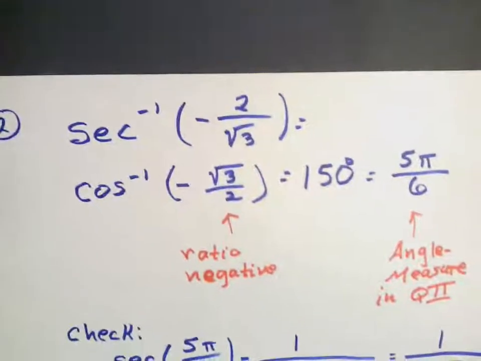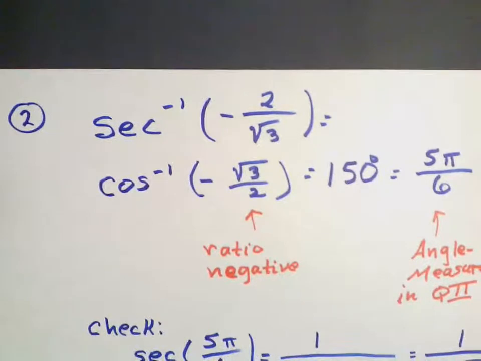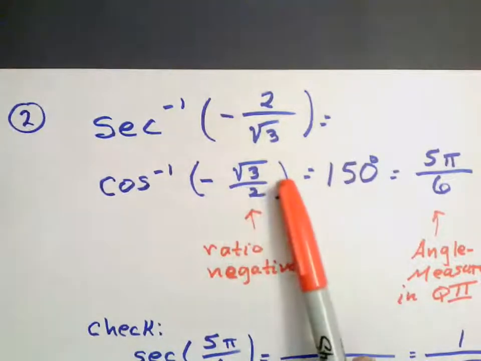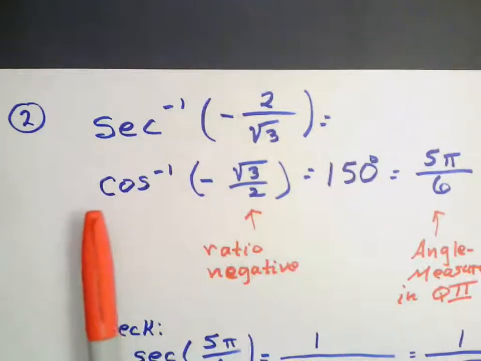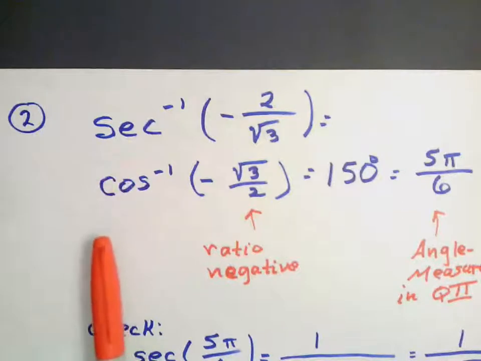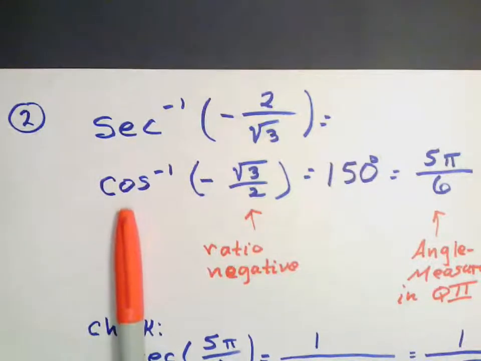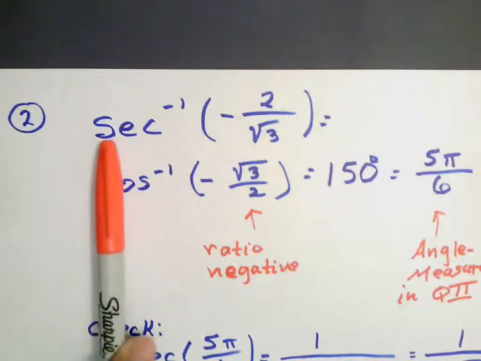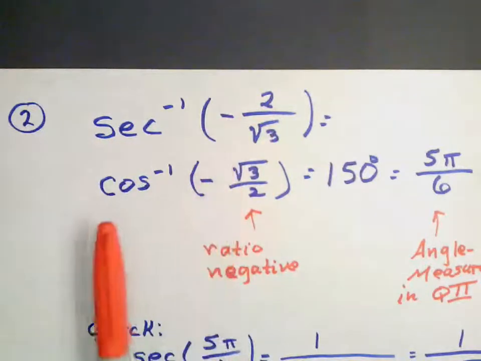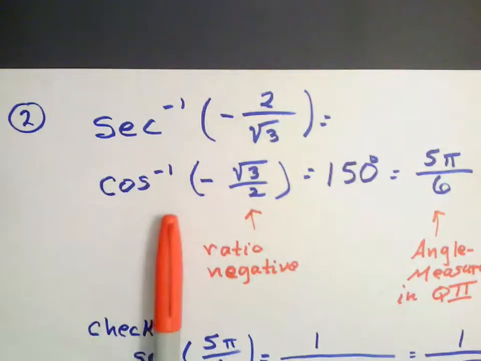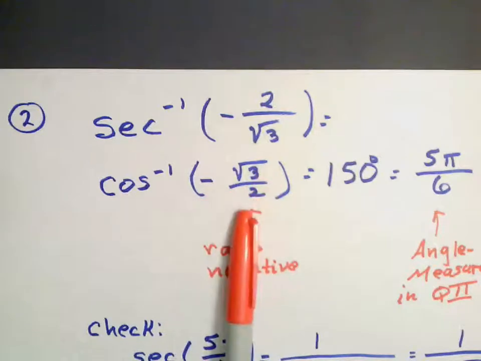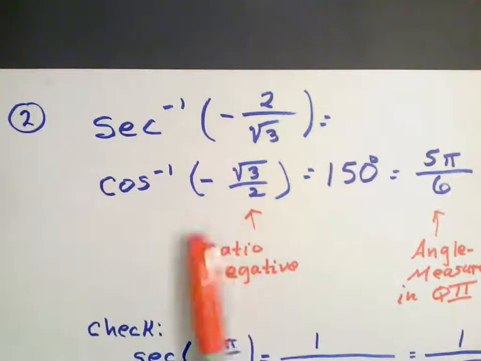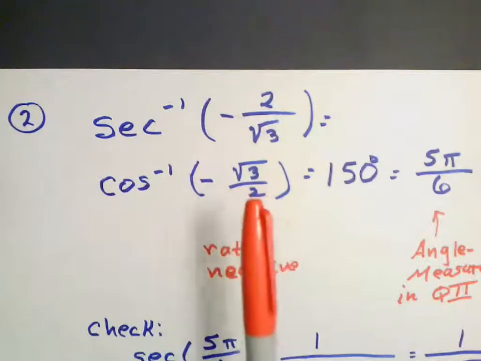Let's look at a second example. Here we have inverse secant of negative 2 divided by the square root of 3. Well, most calculators do not have an inverse secant, so we have to think about our reciprocal functions. So the angle whose secant is negative 2 over square root of 3 is the same angle whose cosine is negative square root of 3 over 2. So we're going to be looking in the second quadrant because the ratio is negative.